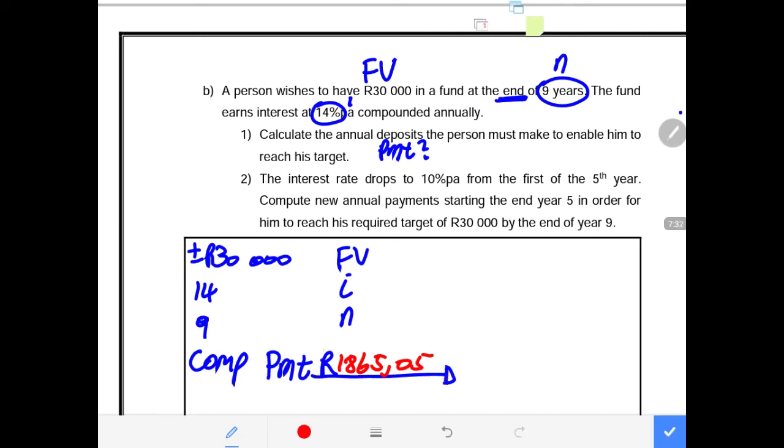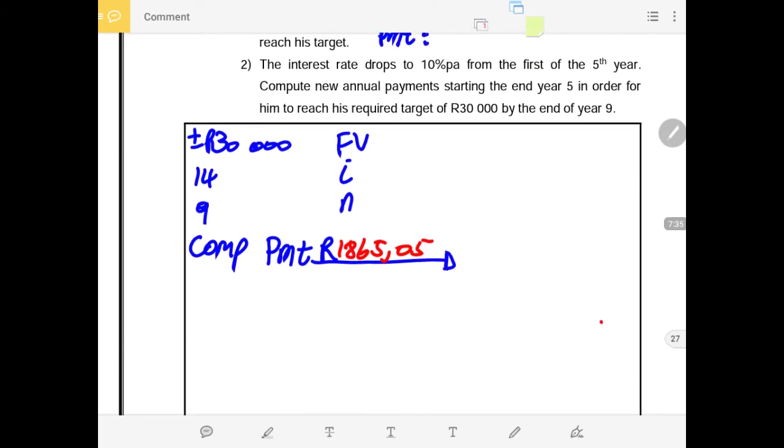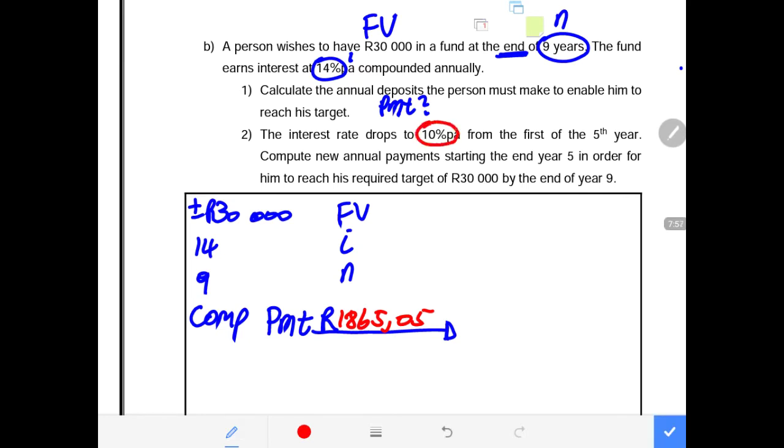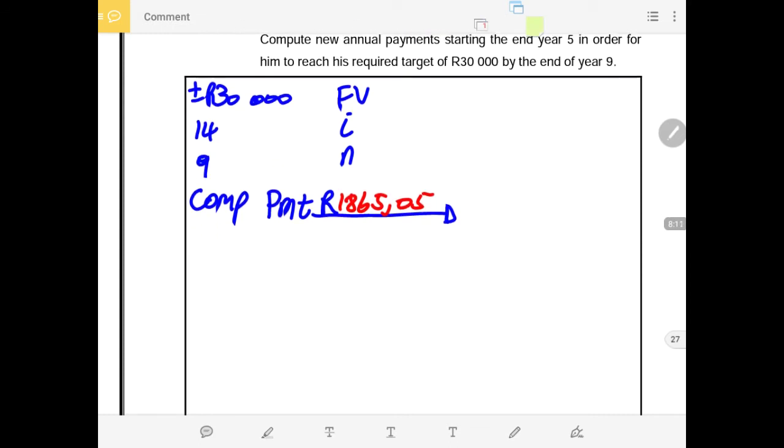The minute now, guys, there is a change in the interest rate, the old annuity will end, then a new annuity will start. Why is that the case? Because an annuity is a series of equal payments that are made at regular intervals of time at the same interest rate. So when there is a change in the interest rate, the old annuity will stop just before the change of the interest rate, meaning at the end of year 4, which is the beginning of year 5. So we need to know the future value at the end of year 4.